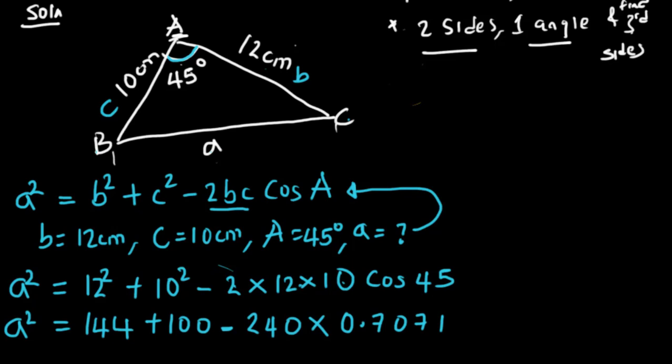0.7071. Now I need to note here that the first thing you want to do is to do this multiplication. You don't do 100 minus 240. No, you first do this multiplication. I hope you understand. Now let's solve the remaining.